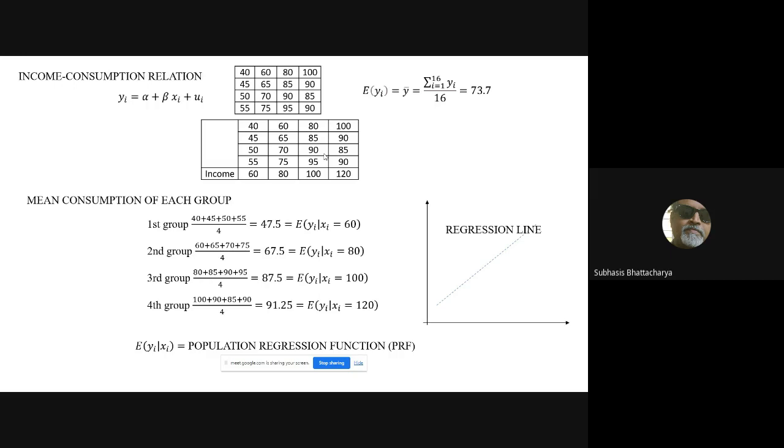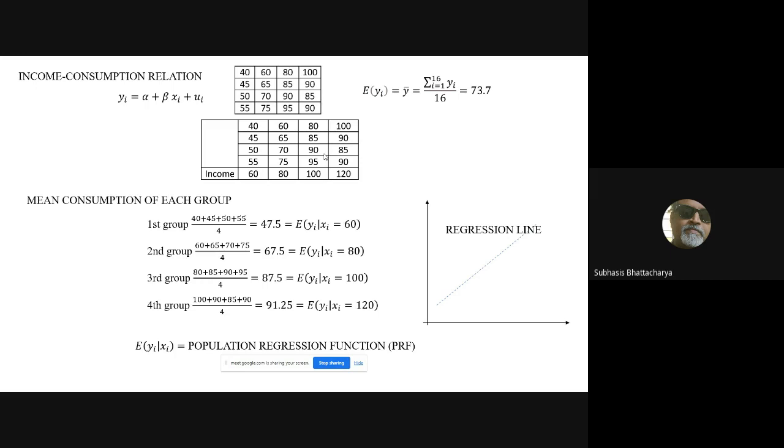If it is a population, it is the population mean; if it is a sample, it is a sample mean. But what is this mean? This mean is the unconditional mean. Why is it the unconditional mean? Suppose I am disturbing this table in terms of consumption only. I am only stating the consumption. Now I introduce another variable, income.